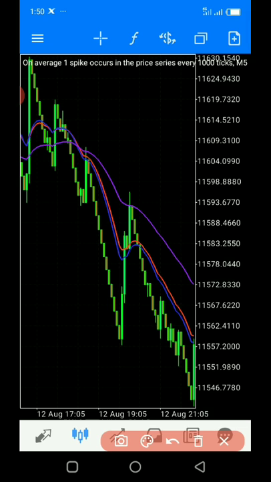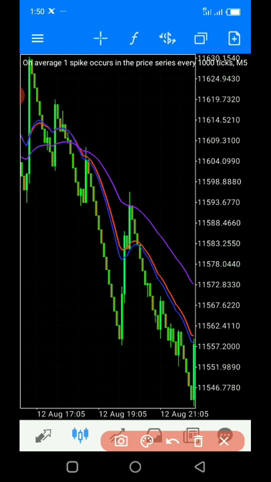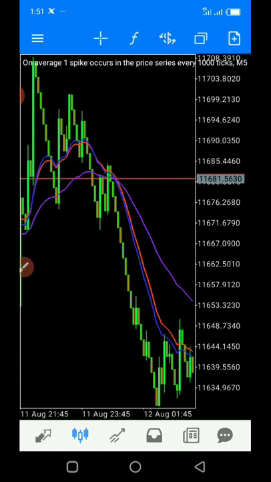Now let me show you what I'm saying. The crossover did happen here, and we saw how the red moving average was above the blue moving average, and then the 48 moving average did cross over the blue and the red moving average. It was above the two moving averages, which tells us that the market is going to sell. This is what we watch out for as a sell signal. Let me look for another sell signal.